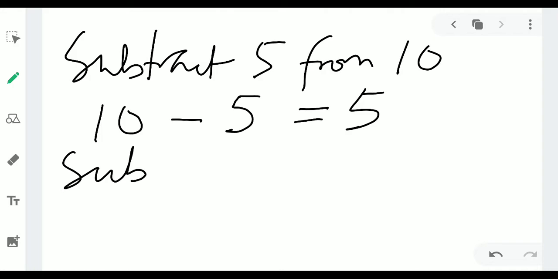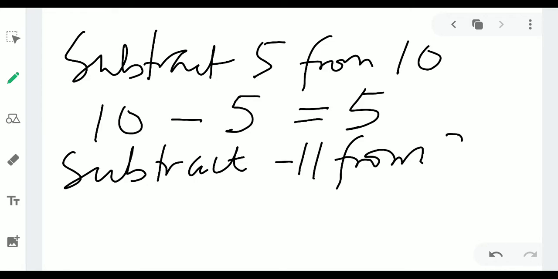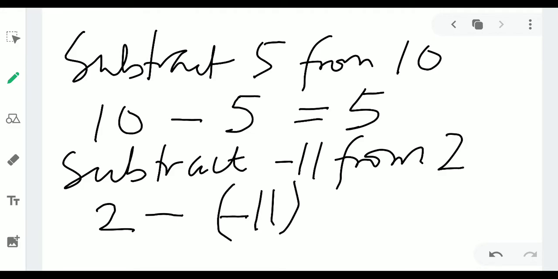Subtract -11 from 2. So it means that the 2 was there, and we are going to subtract, that is take away, -11. But you see there are two negatives in the middle. And what I said in our previous lesson is that you change it. It becomes 2 plus 11. And that will give us what? 13.